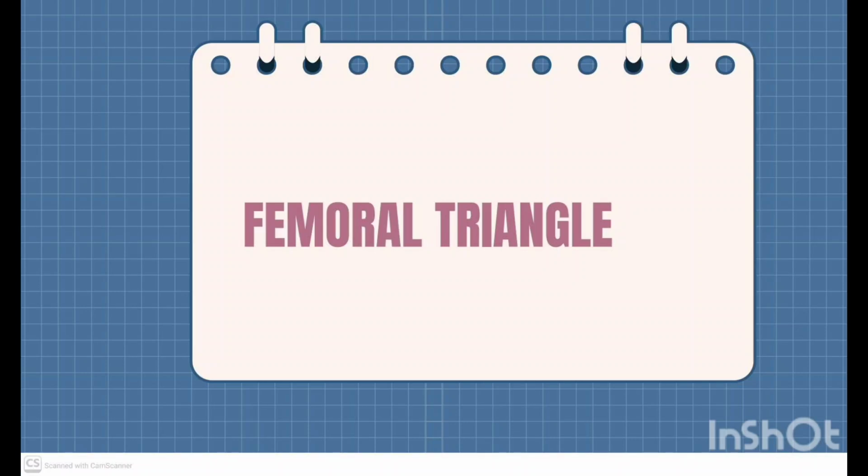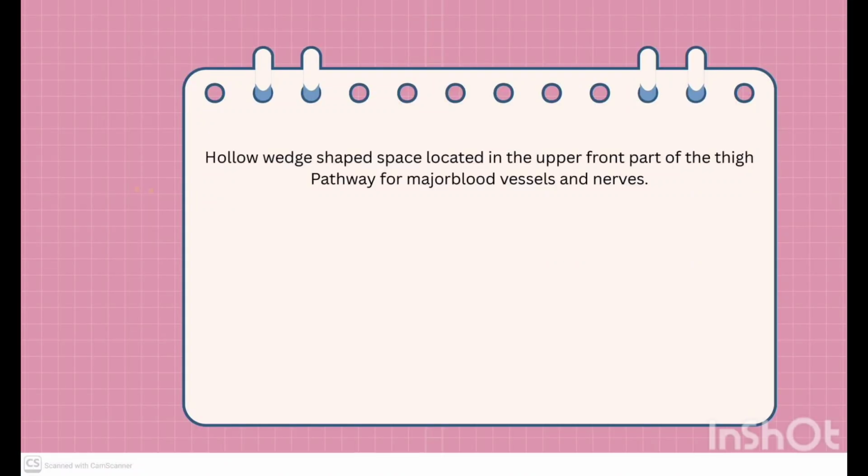So let's discuss the femoral triangle. What is a femoral triangle? It is a hollow, wedge-shaped space in the upper front part of our thigh. That is a triangular-shaped space in the upper front part of the thigh. That is where the femur is located. That is the biggest bone in our body, and it is the pathway for the major blood vessels and nerves.